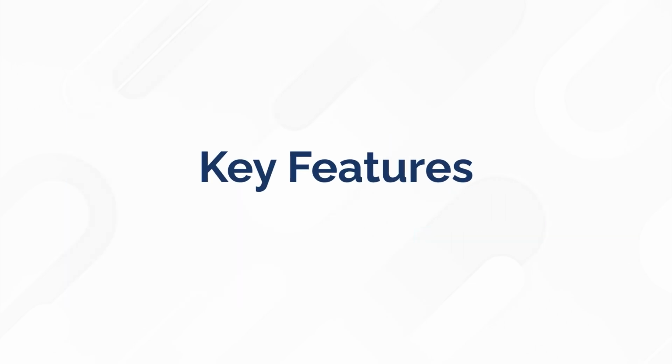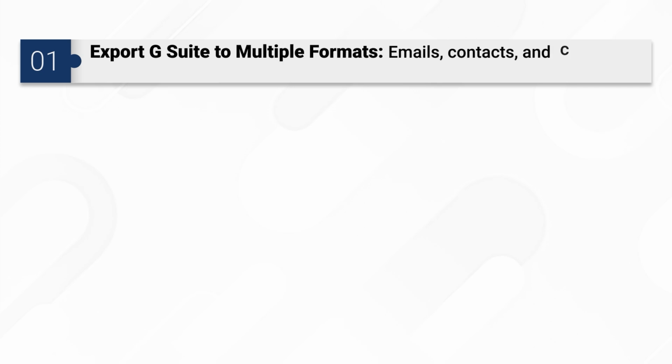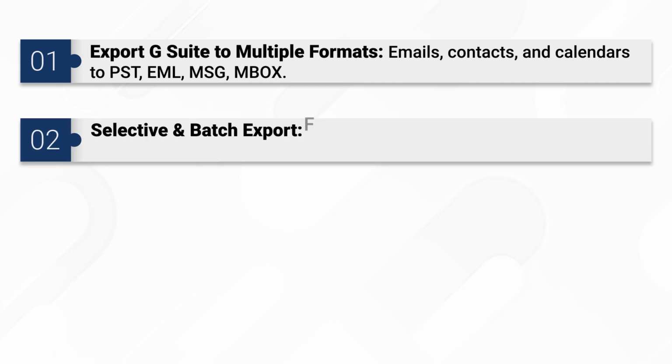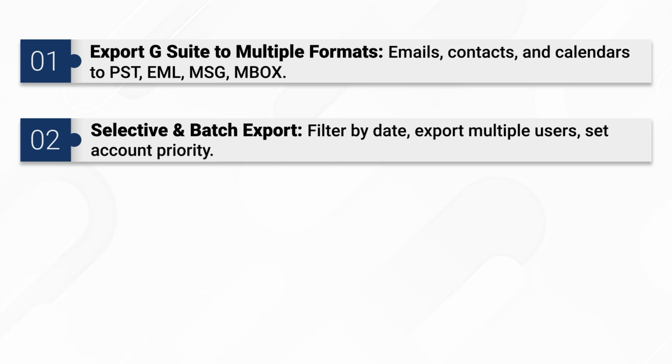Let's discuss key features. With this tool, you can easily export your G Suite emails, contacts, and calendars to formats like PST, EML, MSG, or Mbox. It also lets you filter data by date, export multiple users at once, and even prioritize specific accounts.